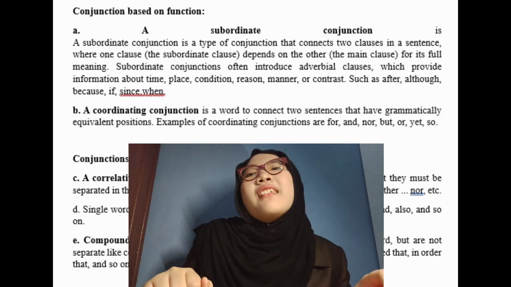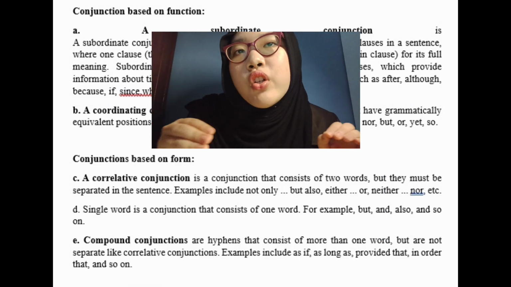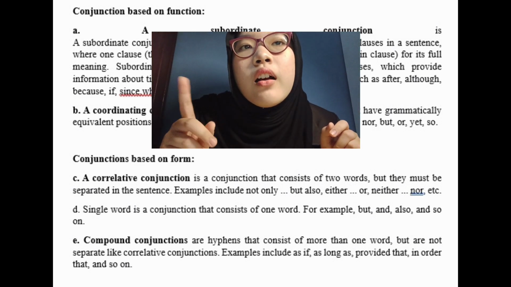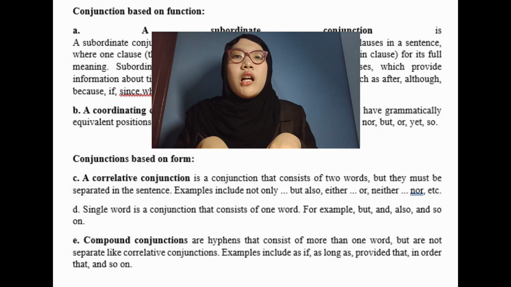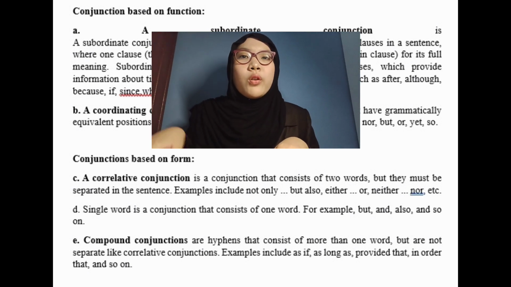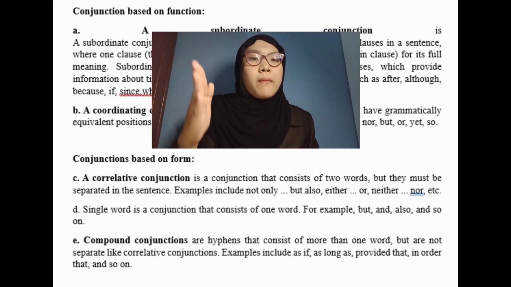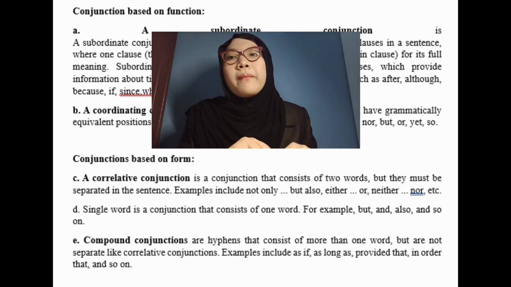And the next one is conjunction based on form. It is the correlative conjunction, a conjunction that consists of, I think, two words, but they must be separated in a sentence. For example, not only but also, either or, either you or me, something like that. Neither nor, etc.